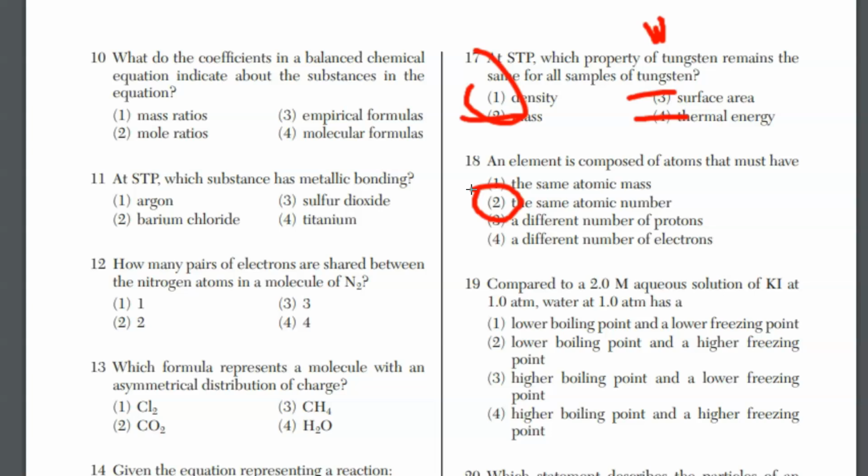For 19, compare a 2.0 molar solution of KI at 1 atm. Hold on. For question 19, compared to a 2.0 molar aqueous solution of KI at 1 atmosphere, water at 1 atmosphere has... We got to watch the wording here. This is what we call a colligative property question.